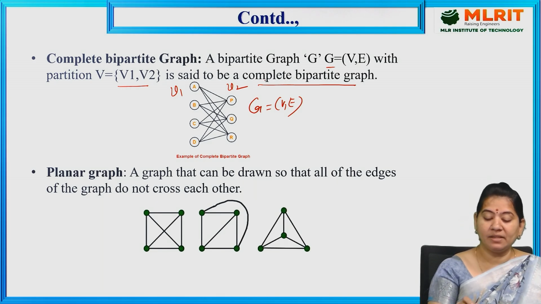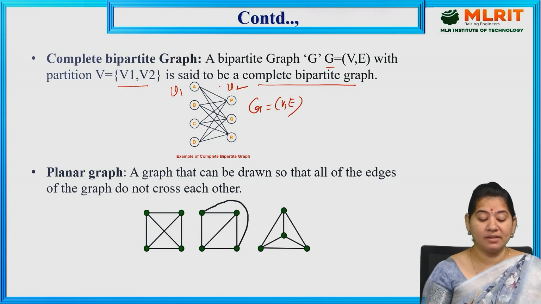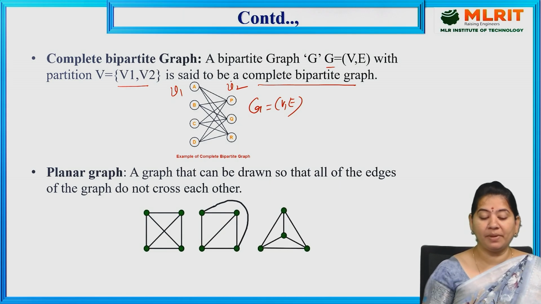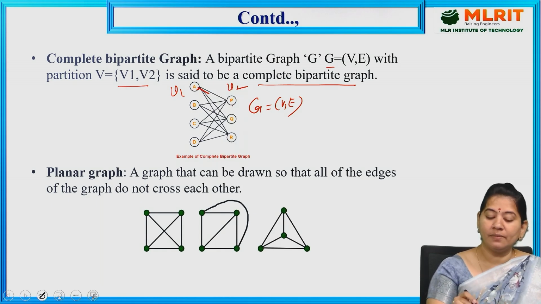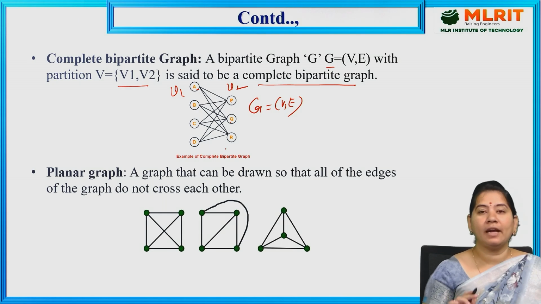And here I am saying this is a complete bipartite. How can I say this is a complete bipartite here? So V1 V2 is said to be complete. Let us suppose here the vertex A. So in V1 it should map with all other vertices in the graph V2.